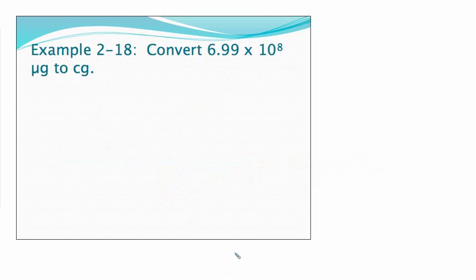Now let's try another one. I'll work one more for you. You may want to take a moment, pause the video, and I'll give you the answer. It's 6.99 times 10 to the 4th centigrams. So if you want to pause the video real quick and try it on your own, I think that would enhance your learning. Okay. Now I'm going to get my railroad set up.